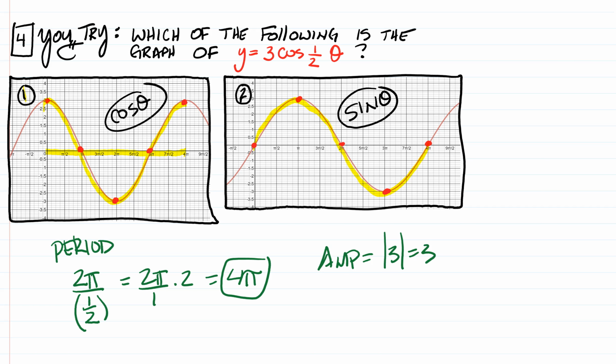Hopefully you realize that the period is worth 4 pi, and you can see that that is true in both of these. Hopefully you can also see that the amplitude is worth 3, so the distance from there to the midline is worth 3 in both cases. The only difference is that graph number 1 is an actual graph of a cosine curve, and graph number 2 is the actual graph of a sine curve. The way that I know that is because of the shape. The shape here is high, middle, low, middle, high. That's a cosine curve. A sine curve goes middle, high, middle, low, middle. So the answer is number 1.